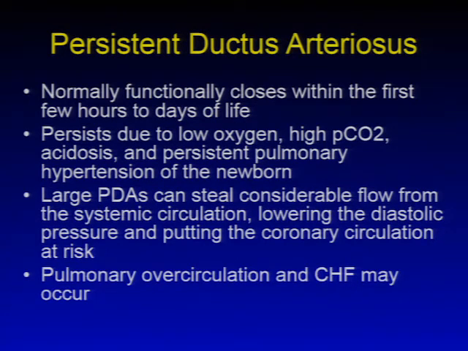Large PDAs can steal considerable blood flow from the systemic circulation, which lowers the diastolic pressure and can put the coronary circulation as well as the perfusion of the gut at risk. So neonates can be at risk of NEC. Pulmonary overcirculation can also occur and ultimately can lead to CHF. If the ductus arteriosus does not close within a reasonable amount of time, and there is respiratory distress or an increased pulmonary vascular resistance, the ductus arteriosus needs to be surgically closed if it's not able to be closed by indomethacin.